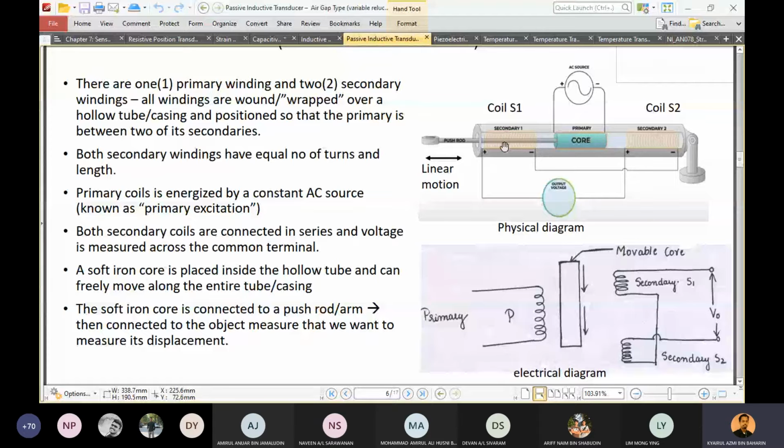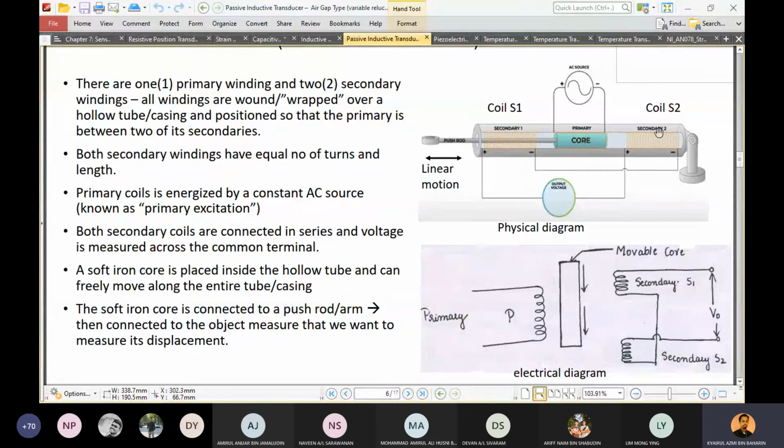Whenever it does not pass through either of the two, the source and the output voltage are going to be balanced. You see here there is a connection between the first coil and the second coil, the positive and the negative. Whenever the core passes through, for example, this one, the magnetic field here will change, so the output voltage will be shown here.